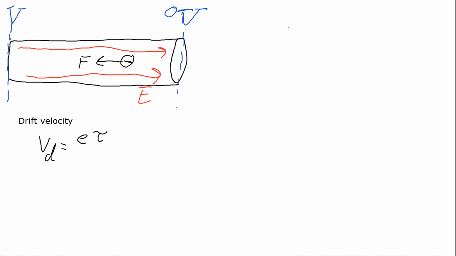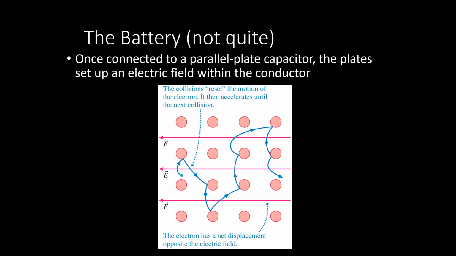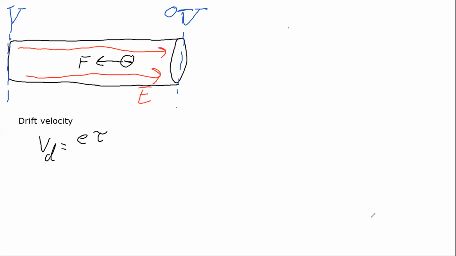Okay, so I showed you this picture here. This electron is bouncing around in there, and as it bounces around, it's colliding with these atomic sites. So the tau that I mentioned earlier is the average time between these collisions. So that's what tau is, over the mass of the charge, in this case the electron, and then times electric field. Okay, so that's what we calculate our drift velocity to be.